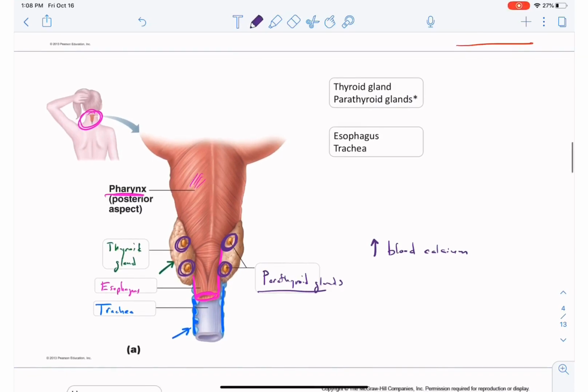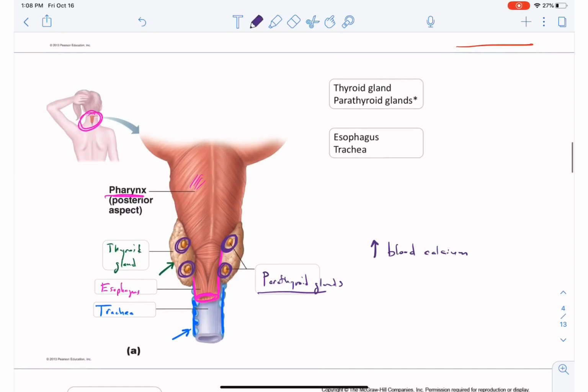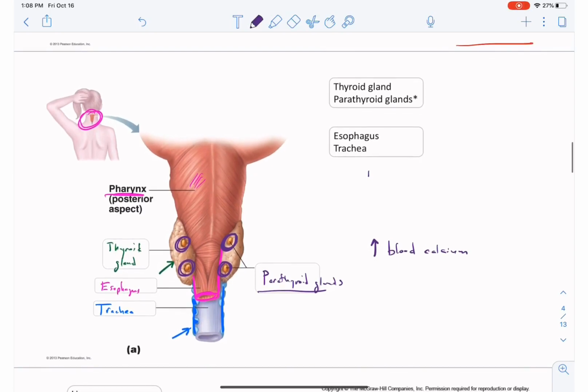So the parathyroid gland is going to respond to low blood calcium levels. And we call that hypocalcemia. So in response to low blood calcium levels, the parathyroid glands are going to produce parathyroid hormone. And parathyroid hormone is going to have a few different mechanisms that it's going to use to help get those blood calcium levels back up where they need to be.